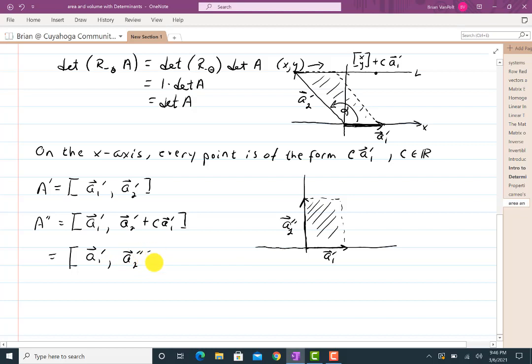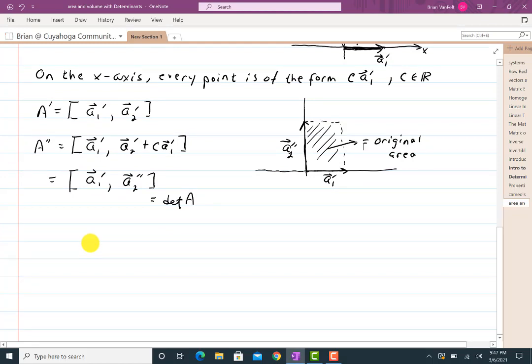And the determinant is still the same. So the area, so the determinant is still the same. This still equals the determinant of A, and this is still equal to the original area. Why is it still the original area? Well, the rotation was no problem, but if you look at this parallelogram, once I've pushed it over, I didn't change the height. So this thing still has the same height and the same base as before. So it has the same area as before. We can easily finish this off.